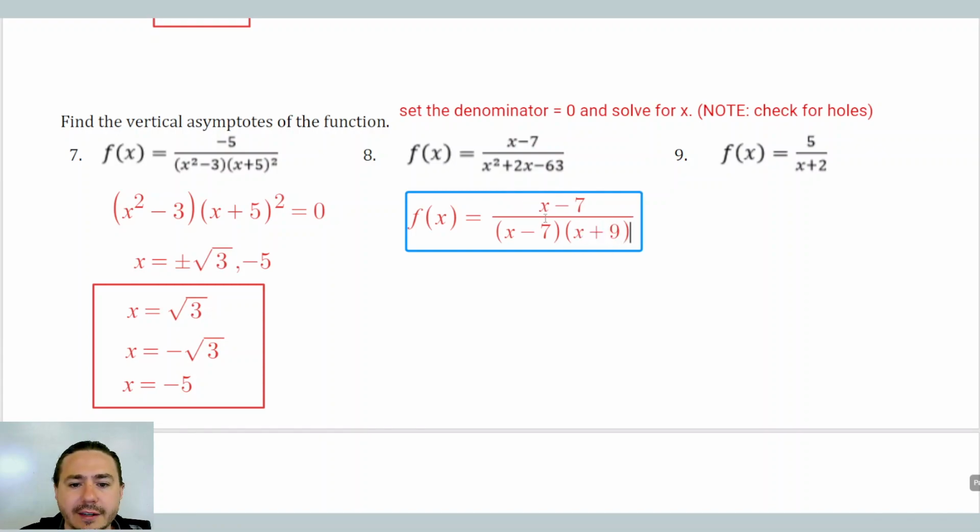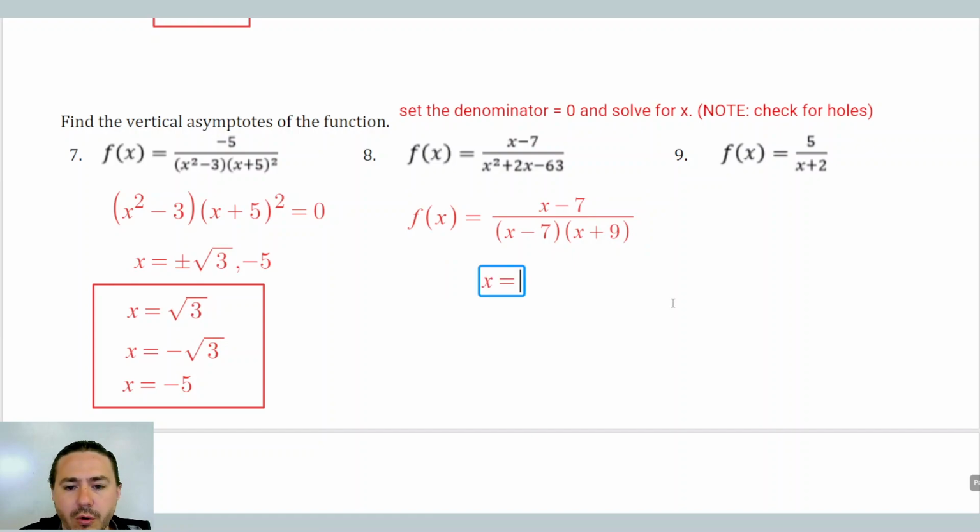We get a hole here at positive 7, and so the significance of that, as it pertains to this question, is that we can sort of ignore this negative 7 as we're finding the vertical asymptotes, because we know that it's actually going to be a hole there, not a vertical asymptote. So we'll just set the rest of the denominator equal to 0, and we get negative 9. And so, yeah, there's the equation of my asymptote.